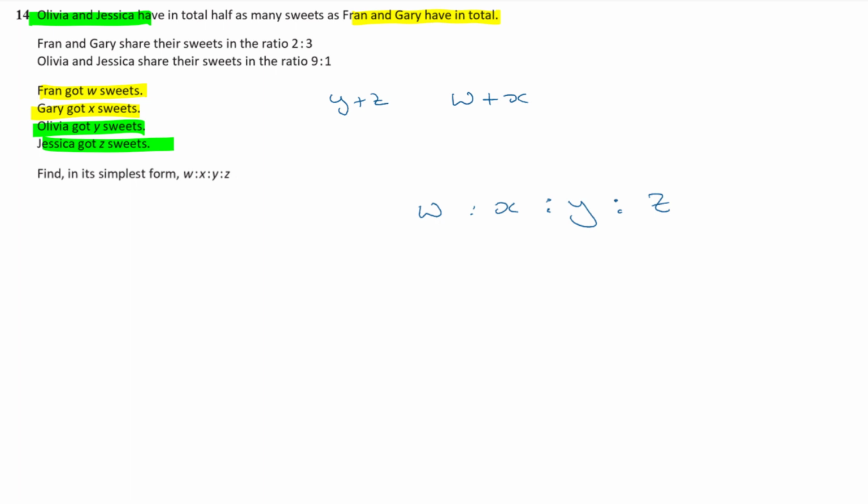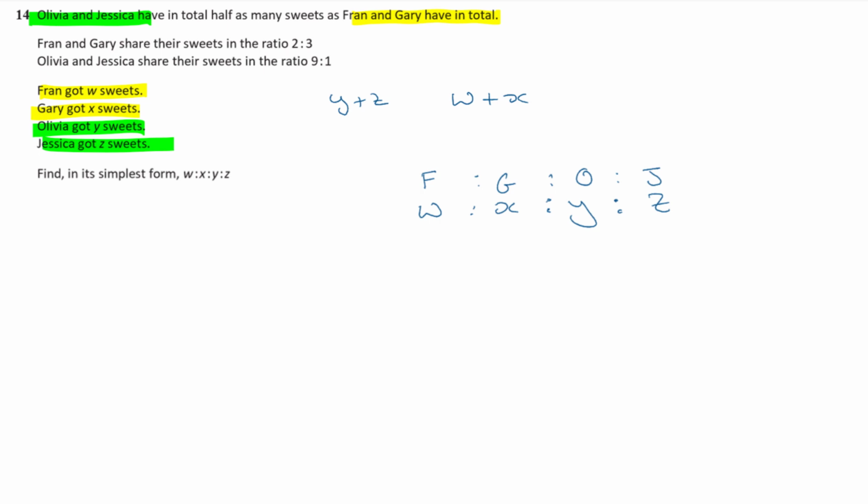So I know that Fran and Gary share their sweets in the ratio of 2 to 3. So Fran is W, so that's F. Gary is X. So Fran to Gary to Y is Olivia, and Z is J. So F to G to O to J, isn't it? Okay, and that's in the ratio W to X to Y to Z.